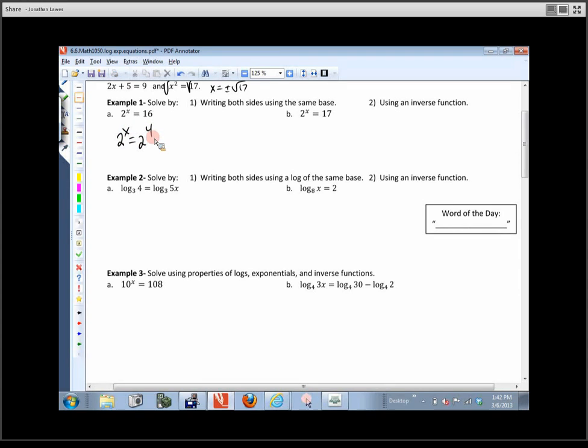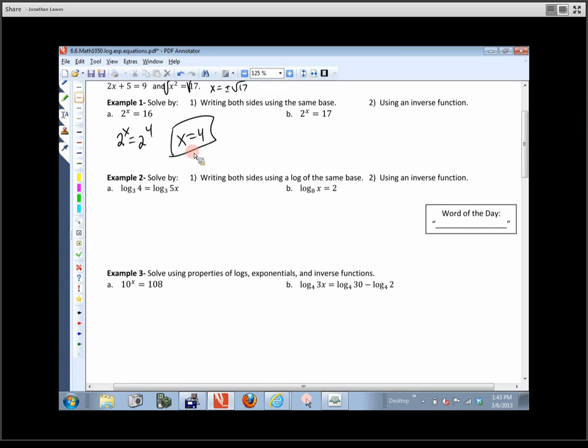They can both be written with a base of 2. If the bases are the same, the exponents have to be the same. There's x equals 4. I don't have to worry about any domain issues because it's an exponential function. I know the domain is all real numbers, so if I get that answer and I didn't make any mistakes, it's going to work when I plug it in.